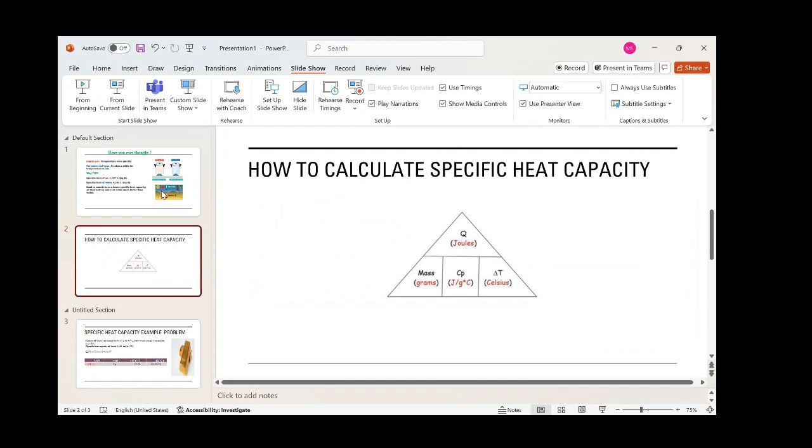Specific heat formula is Q equals m times c times delta T. Q stands for energy required, m is mass in grams, c is specific heat, and delta T is the change in temperature.